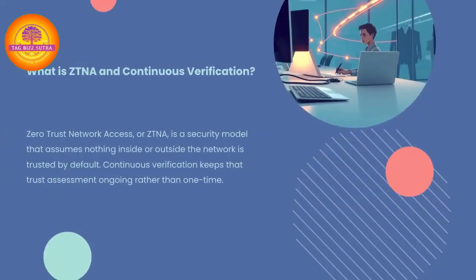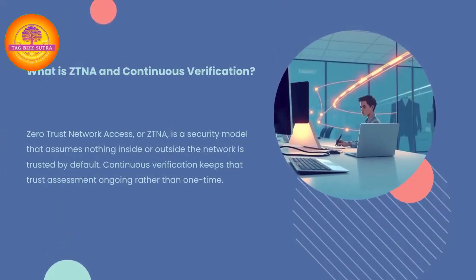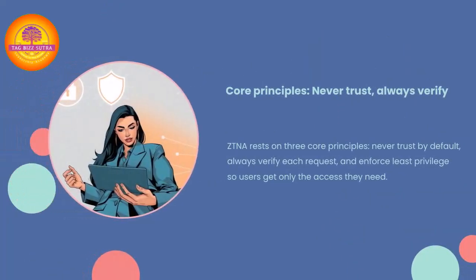Zero Trust Network Access, or ZTNA, is a security model that assumes nothing inside or outside the network is trusted by default. Continuous verification keeps the trust assessment ongoing rather than one-time. ZTNA rests on three core principles: never trust by default, always verify each request, and enforce least privilege so users get only the access they need.